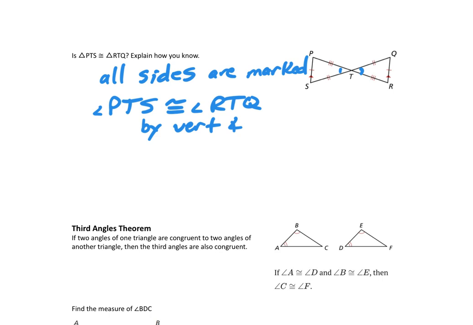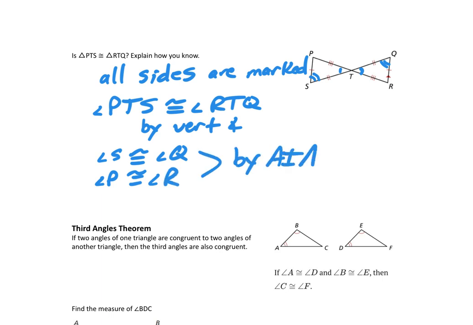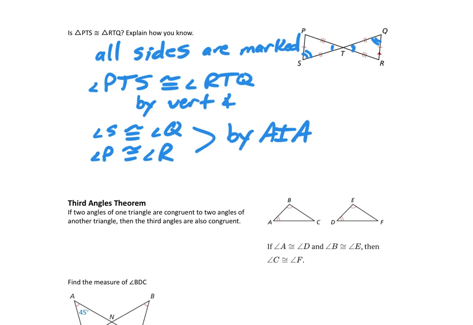Yeah. What else is on this picture that we haven't talked about yet? An arrow, right? They're parallel. We got an arrow on here. So PS and QR are parallel, right? And so what kind of angles would S and Q be? Alternate interior. Yeah. Okay. S and Q. And angle P and R are congruent by alternate interior angles. So we would say yes.